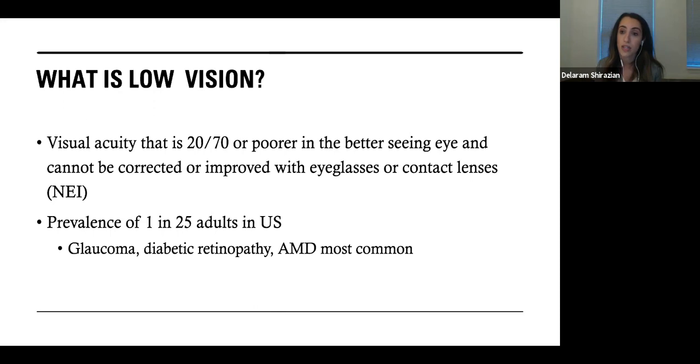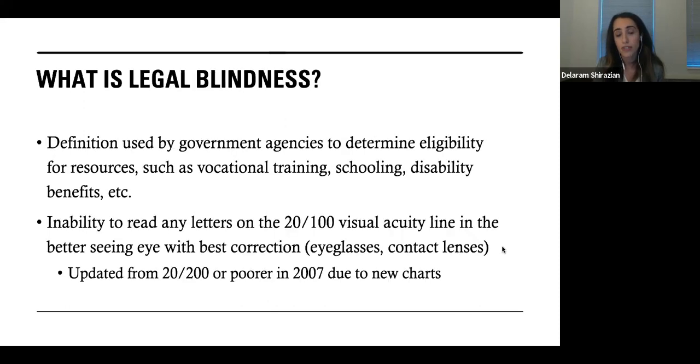There is a prevalence of 1 in 25 adults, and the most common causes include glaucoma, diabetic retinopathy, and age-related macular degeneration. So next, we'll briefly discuss legal blindness and how that differs from the definition of low vision.